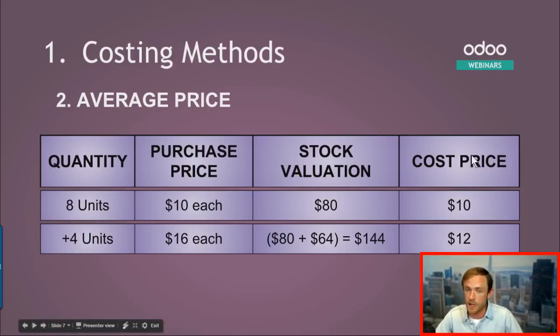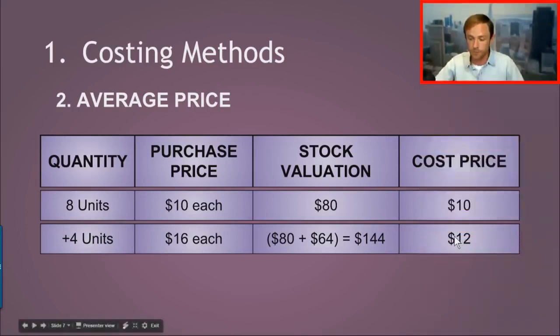And the way it affects the cost price is it's going to take this value and divide it evenly by the entire quantity of what you have on hand now. So it's going to take that $144 and divide it by all 12 of them, and therefore we get a new cost price value of $12, which in Odoo is going to automatically get updated onto the screen.